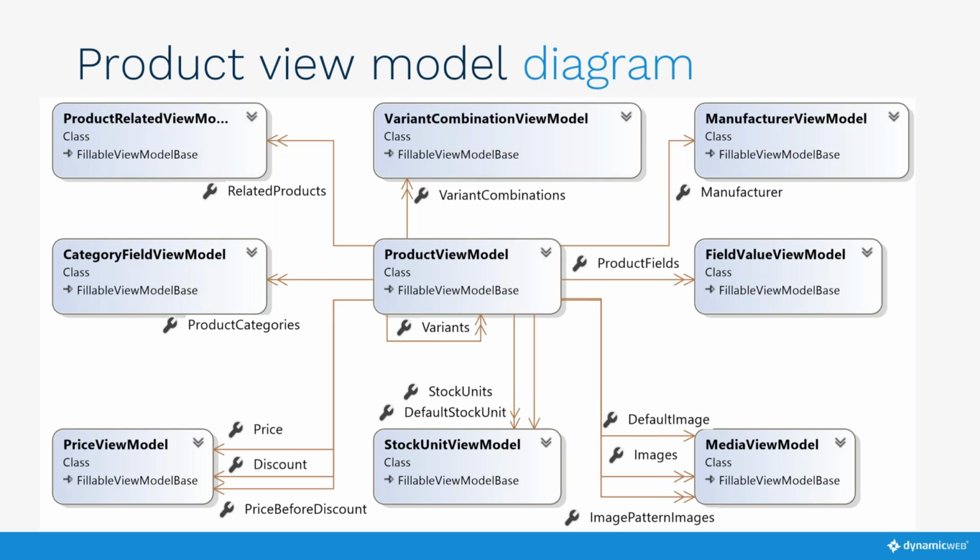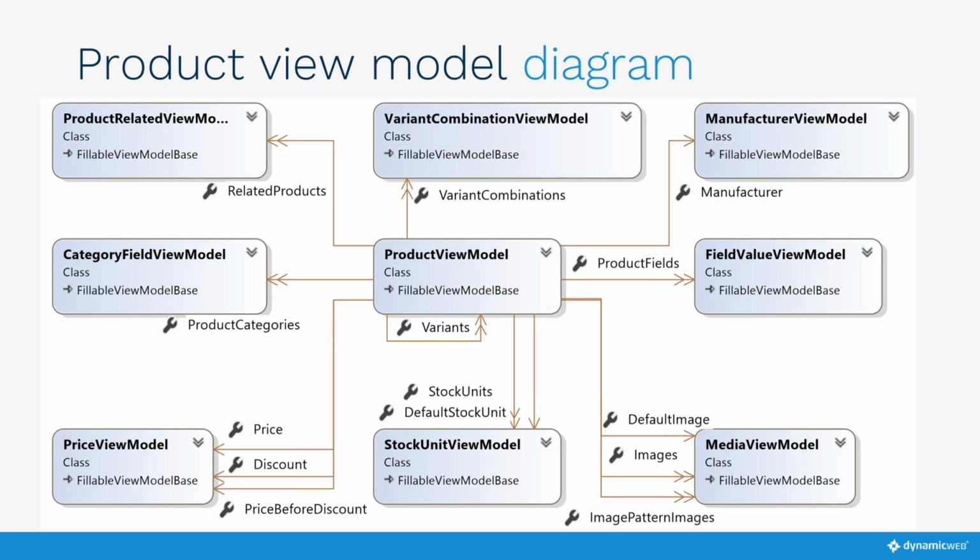And you can see it has a view model specific for related products or category field values or prices or stock or media, that's images and documents and so on, and fields and field values. If you have custom fields on the product, you'll get that in that view model, manufacturer and so on. And then we have a thing like variants. If you look at that in the middle, variants on a product view model is basically just a list of product view models. So this is how it works.